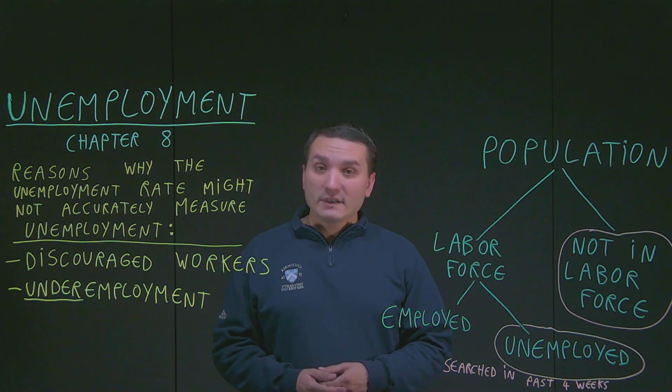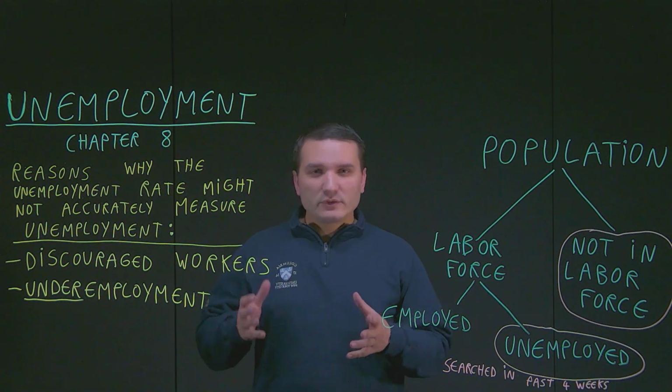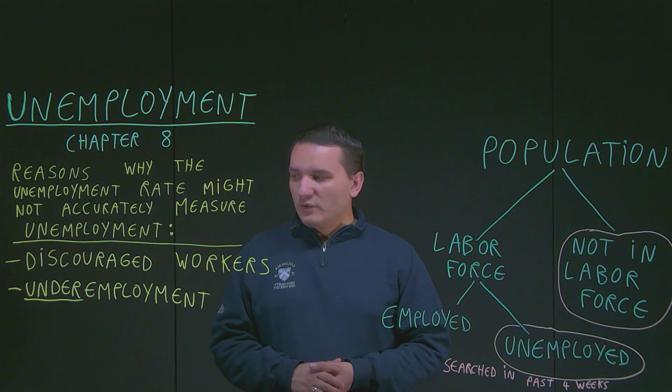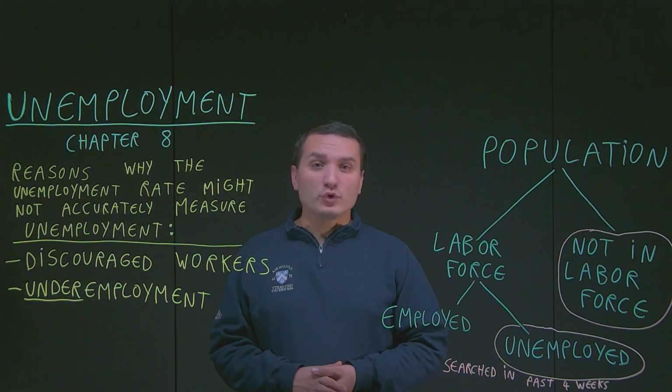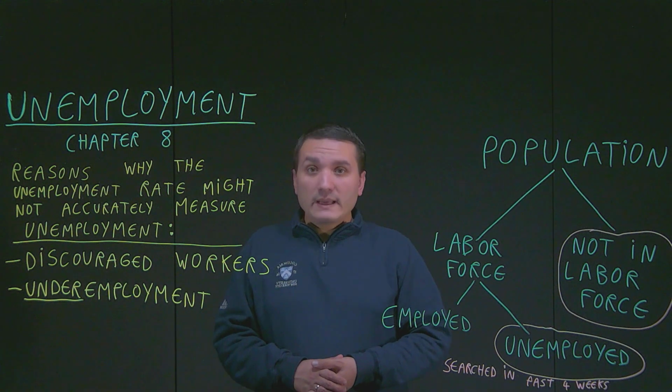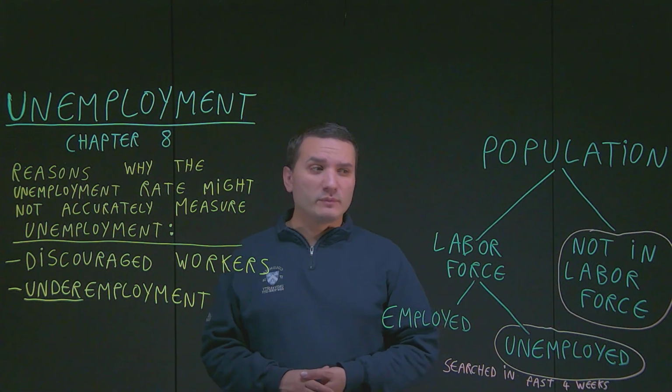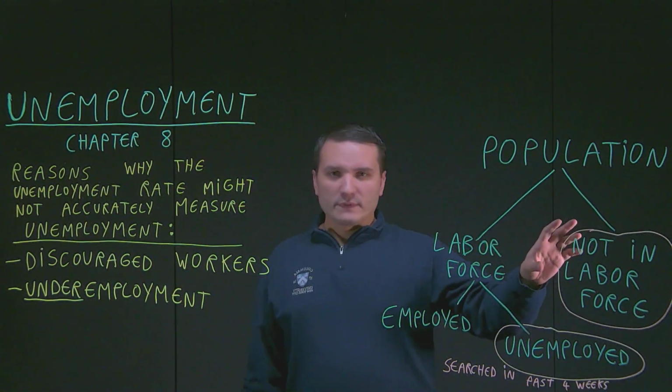And finally, there's a third reason why the unemployment rate might not be accurate, which is not mentioned by name in the textbook, but it's sort of hinted at. And this has to do with, what about people who are just not sure? This can actually be potentially a very large number of people. Look at those people who are not in the labor force.